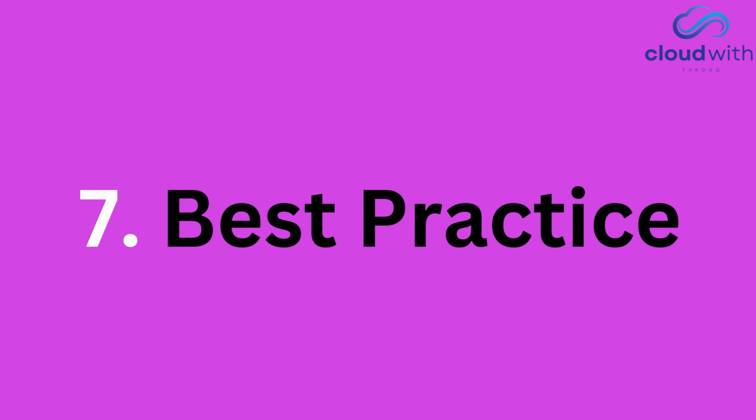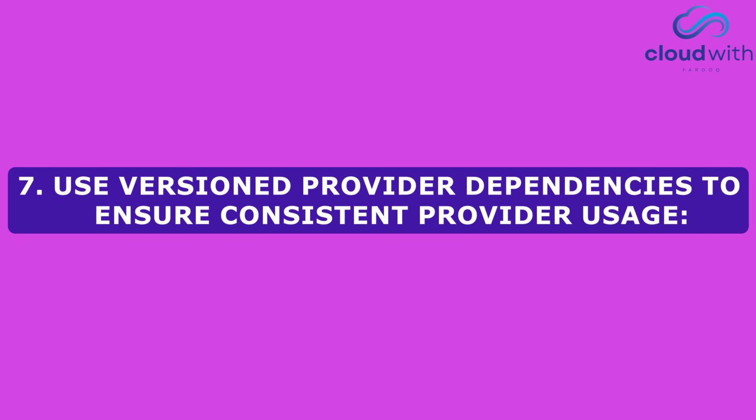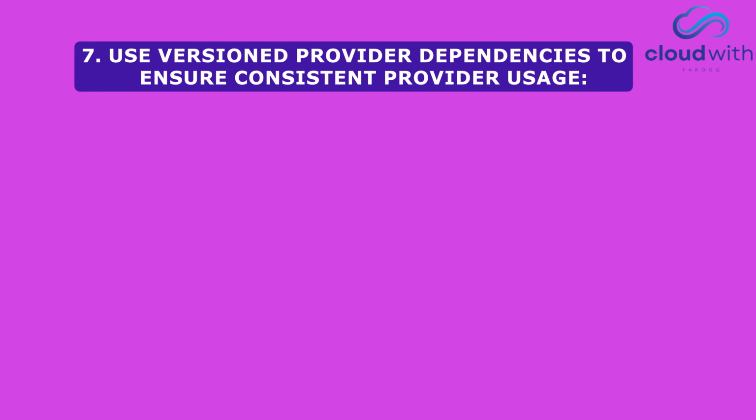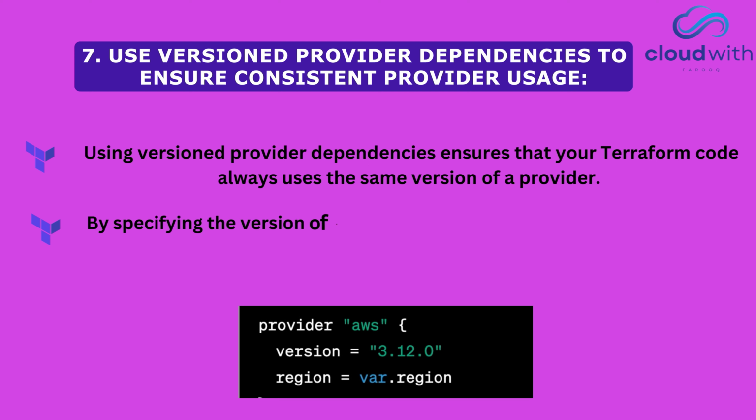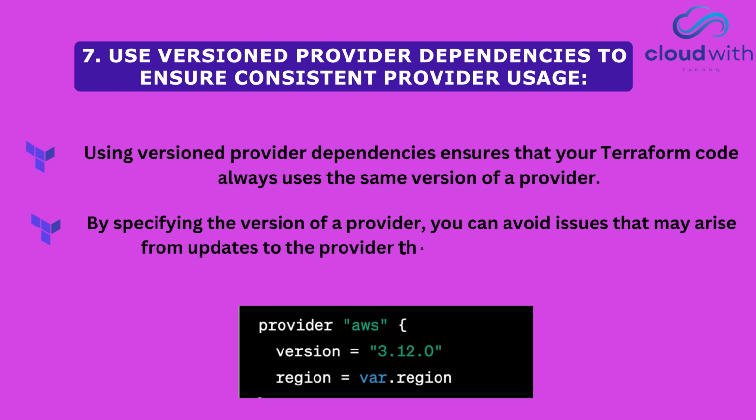Number 7, use version provider dependencies to ensure consistent provider usage. Using version provider dependencies ensures that your Terraform code always uses the same version of a provider. By specifying the version of a provider, you can avoid issues that may arise from updates to the provider that may not be compatible with your code.